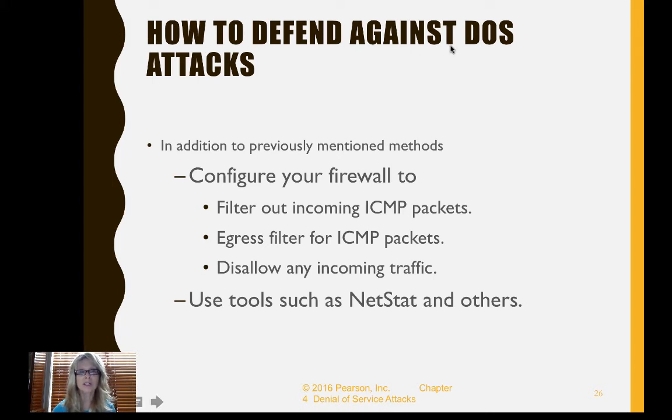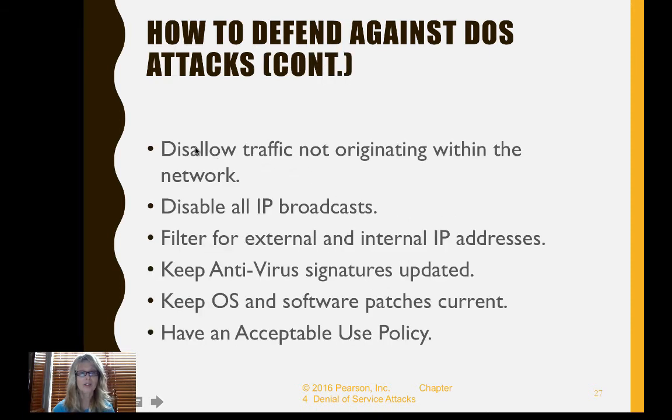So how do you defend against DoS attacks? Configure your firewall to filter out ICMP packets, disallow any incoming traffic that doesn't pass the three-way handshake properly, and use tools like Netstat. We'll go through those in another chapter in more detail. Don't allow traffic originating within the network, because that means there can be some problem, that somebody got into the network. Disallow traffic not originating in the network.